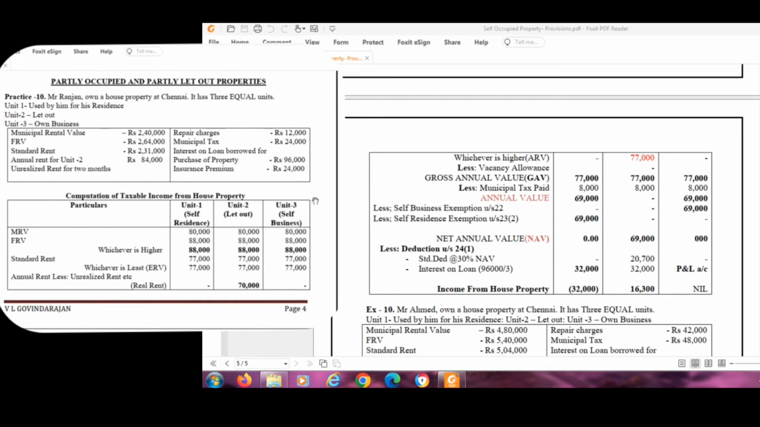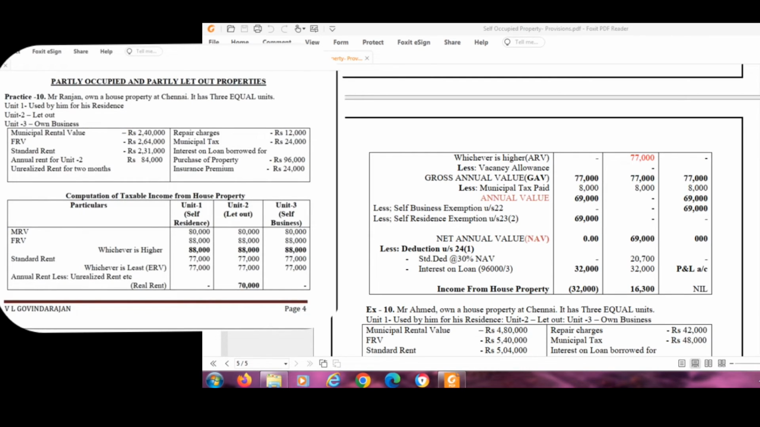Less municipal tax paid. Total municipal tax is 24,000 by 3, 8,000 each. So the balance 69,000 is annual value for unit 1 and unit 3 only, because unit 2 is the let out portion. We do not show annual value for the let out portion. Please mind it. No annual value for the let out portion. Only for the self-residence and the self-business portion can we show it here.